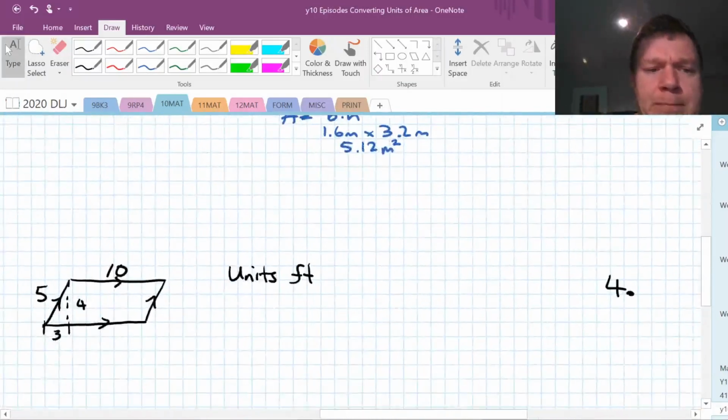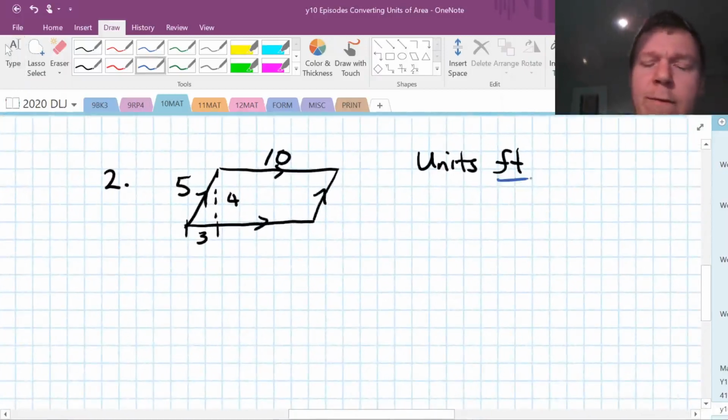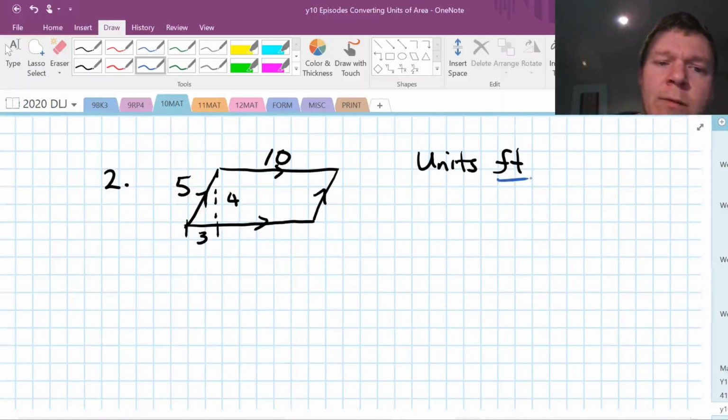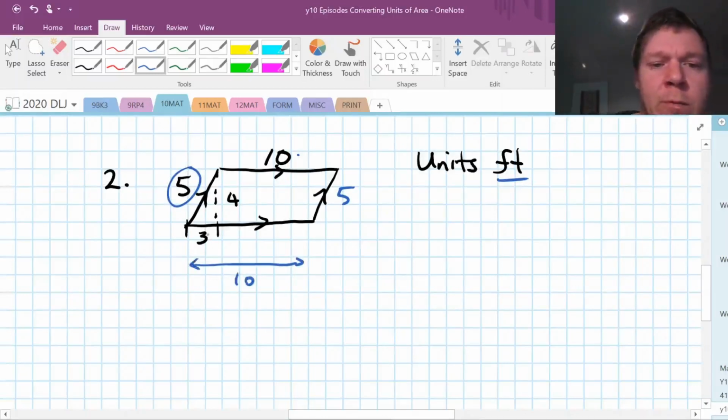Okay, next one. We have a parallelogram, units in feet. So we have got 10 and 5 on this side, which means that this side will also be 5, and this bottom length will be 10. So watch out for that 3. It's not going to be 13 on the bottom. That's just to show you that there's a triangle going on there, a 3, 4, 5 triangle.